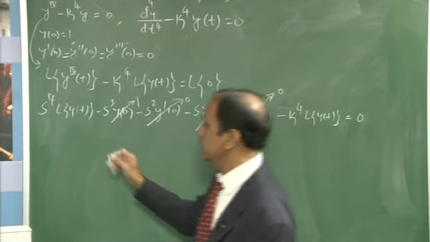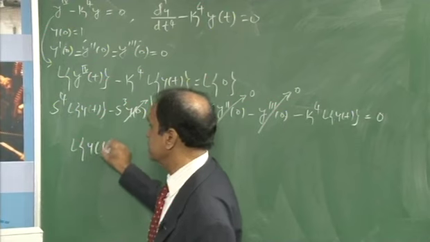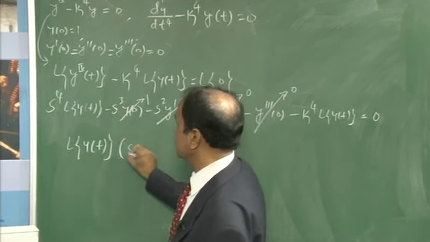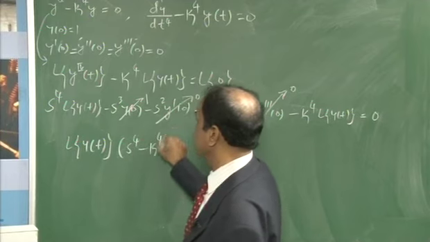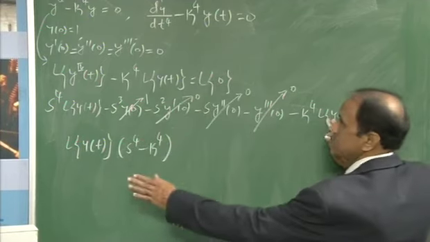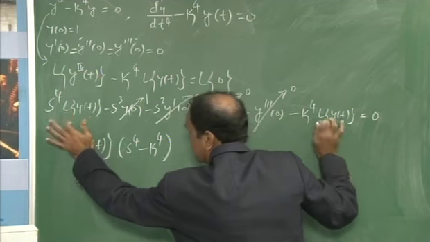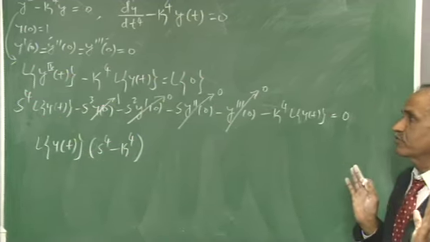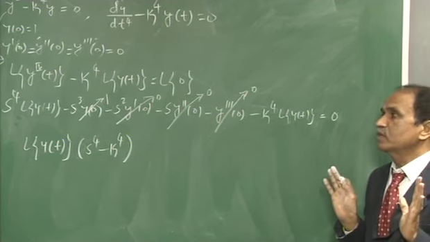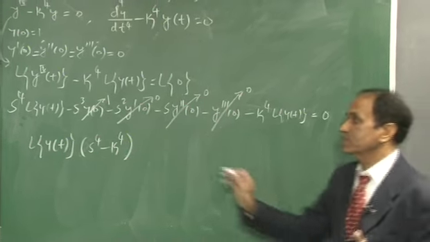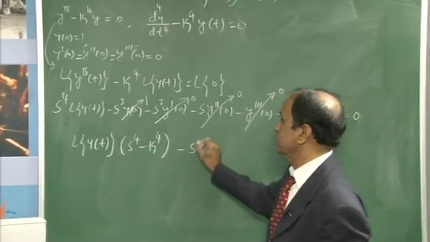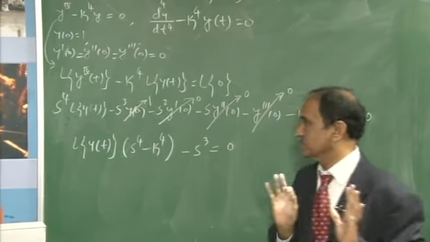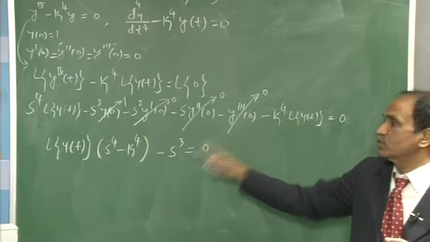You are finally left with L of y(t) times s to the power of 4 minus k to the power of 4. From these two terms you can write the coefficient, that is s to the power of 4 minus k to the power of 4, and the only other term you are left with is minus s cube, because of the plus 1, and that is equal to 0. Yes, your problem has been reduced to this much.